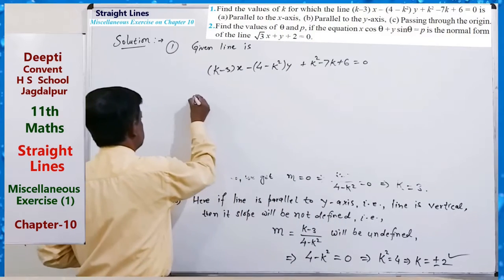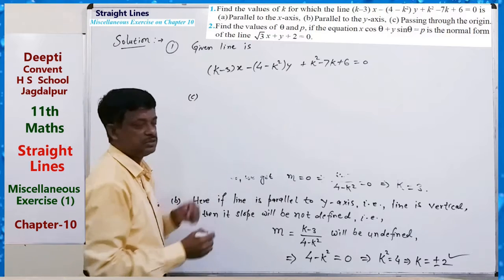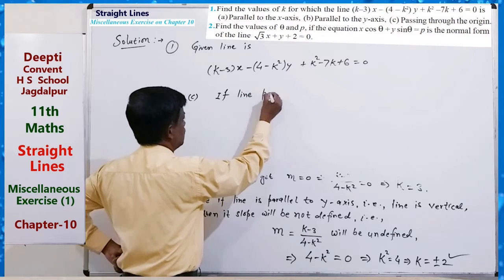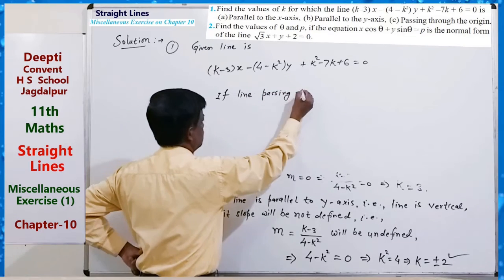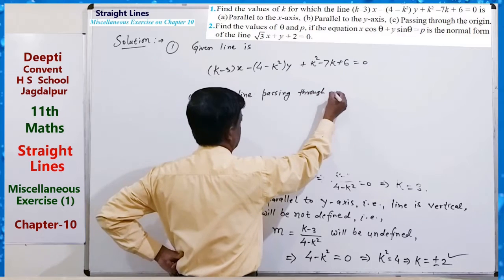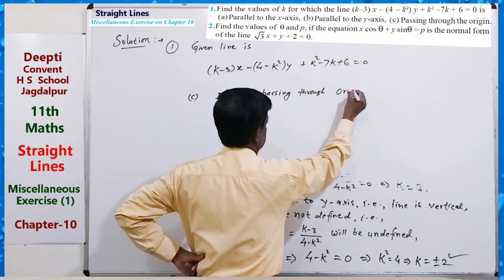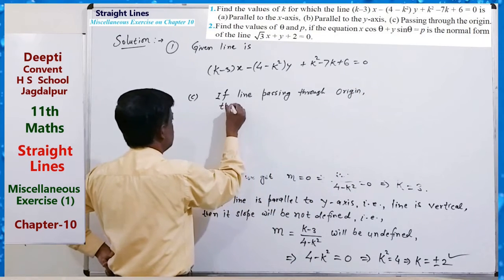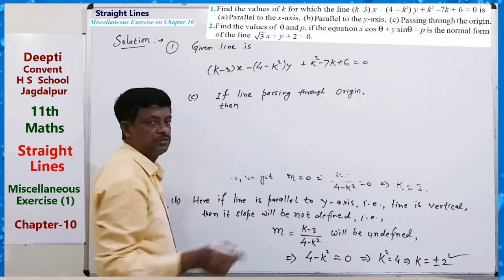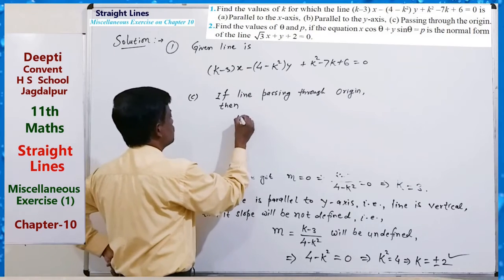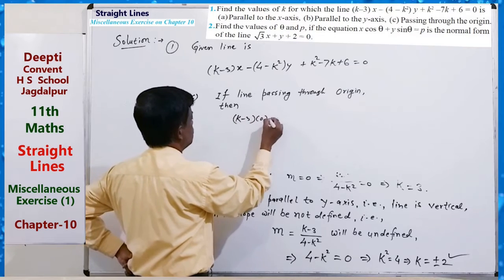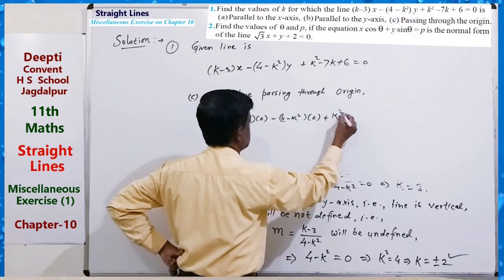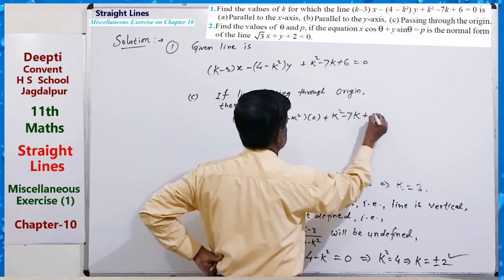Just like this. Third part is what? Passing through origin. If the line is passing through origin, then just put in place of x 0 and in place of y 0. So (k minus 3) into 0 minus (4 minus k square) into y into 0 plus k square minus 7k plus 6 equals to 0.